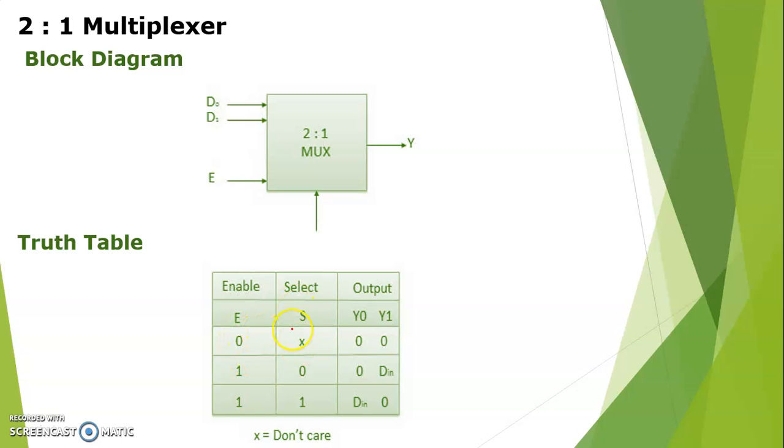First, if enable is 0, select is don't care, then Y0 is 0, Y1 is 0. If enable is 1 and select is 0, then Y0 is D0 and Y1 is 0. If enable is 1 and select is 1, then Y1 is D1 and Y0 is 0. X is your don't care. If 1 is enabled, then the output Y1 will be displayed. If both are enabled, then Y0 is displayed.